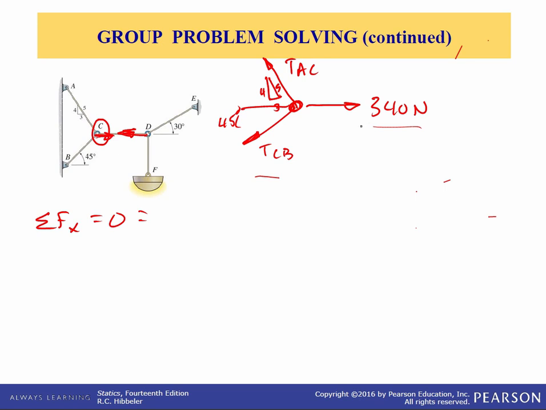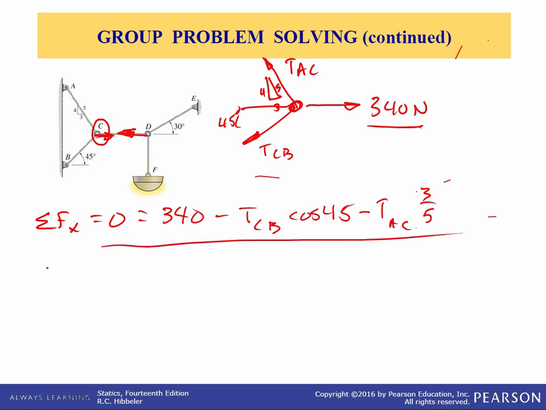So in the x direction, we have the 340 newton tension in cable CD. Then we have minus TCB because it's in the third quadrant times the cosine of 45. And then TAC, the x component is also negative, so it's minus TAC times 3/5. So there's one equation, two unknowns. So let's get the other equation. Summation of forces in the y is equal to 0.